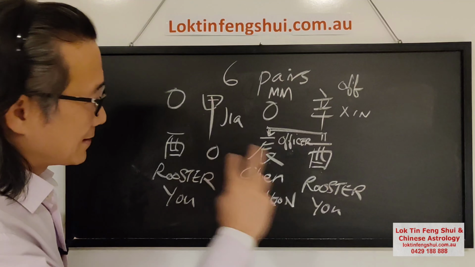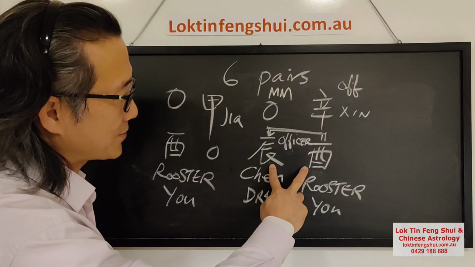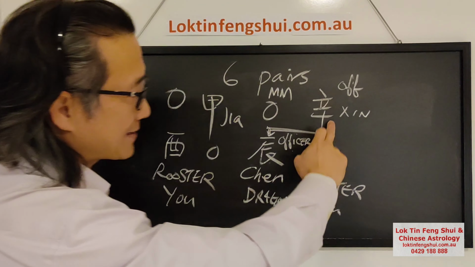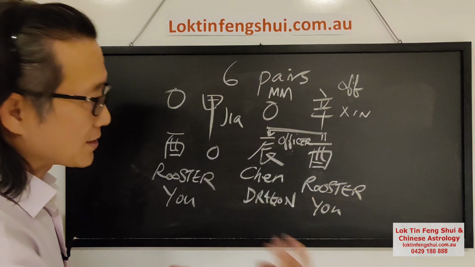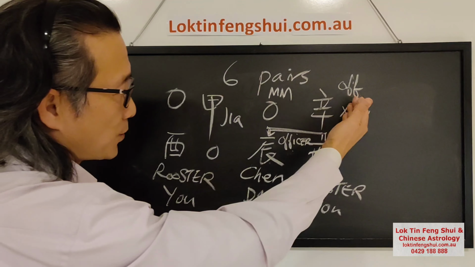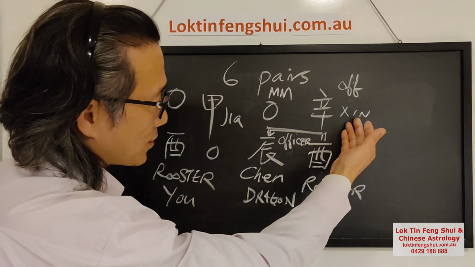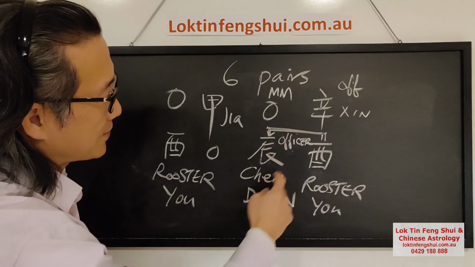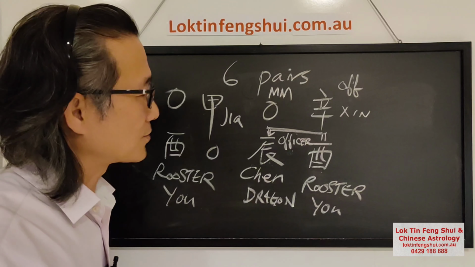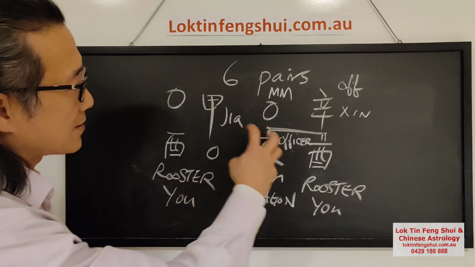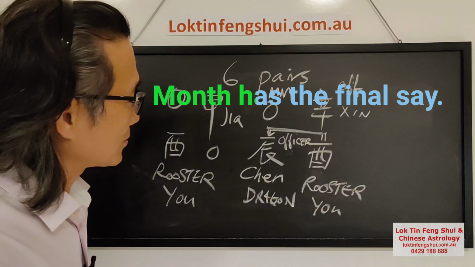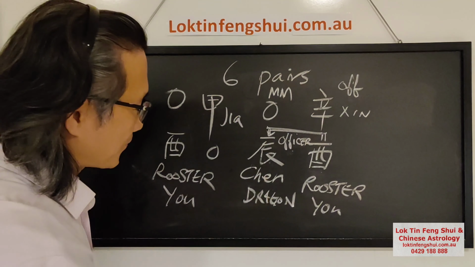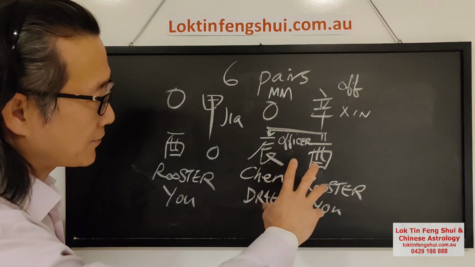So they have to be next to each other, and then we need a catalyst or the same element to transform it. If there's one catalyst or transformation trigger, then we have to look at the month, whether the month allows them to transform or not. If the month is the opposite, then it cannot transform. So that's the six pair bond or secret friend bonding.